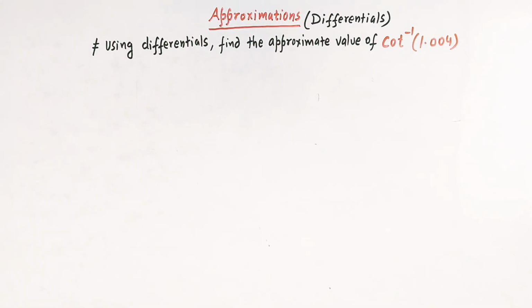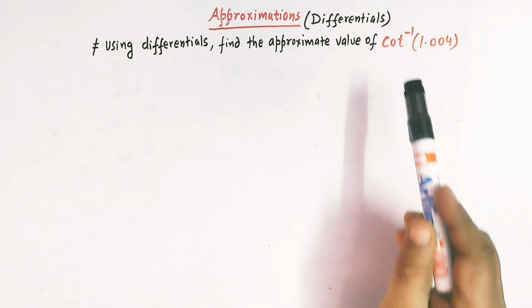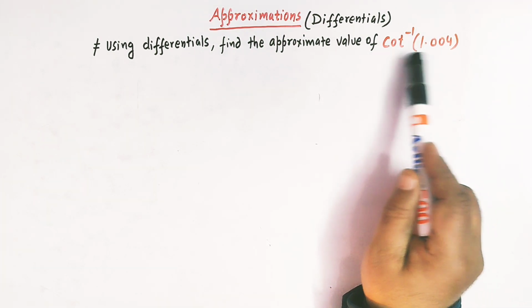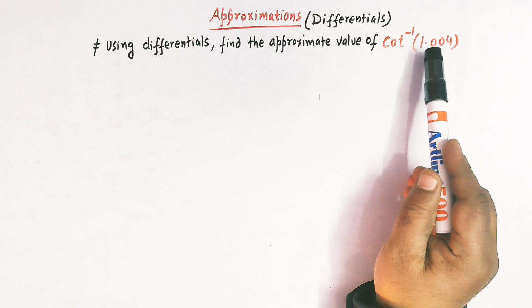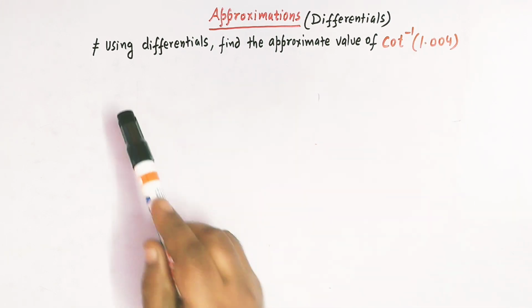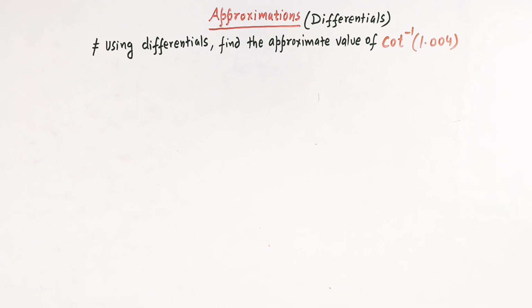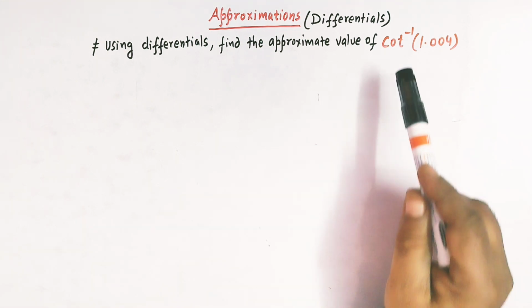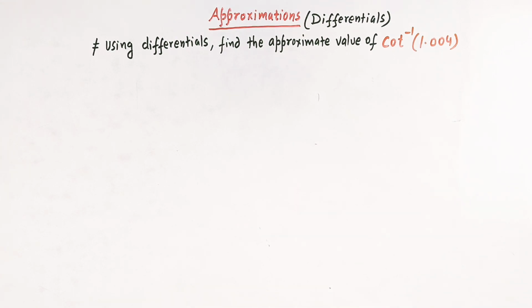Hello viewers, in today's class we are going to discuss one important problem from differentials, that is approximations. So here in this session we are going to find the approximate value of the expression cot inverse 1.004 using the concept of differentials, right? So let us first quickly see the concept of differentials, and then we'll see the procedure to find the approximate value of cot inverse 1.004.